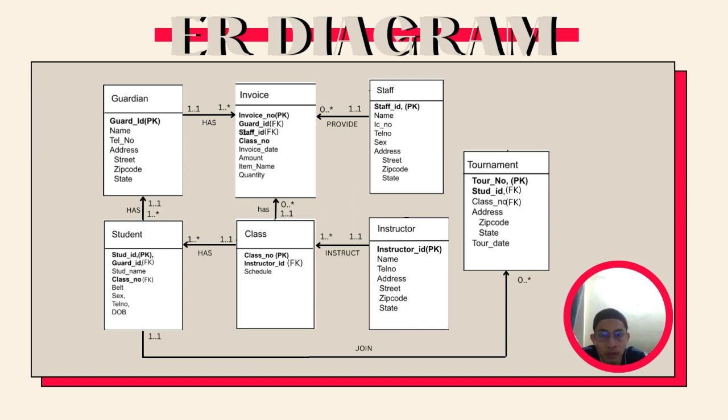Then we go to the staff. We have staff ID as the PK, we have name, IC number, phone number, and we have the address: street, zip code, and state. So one staff can provide many invoices.